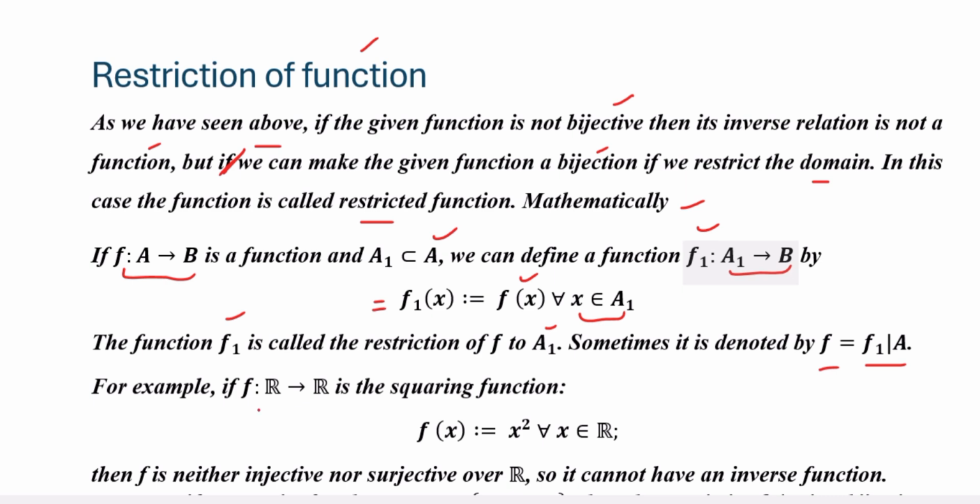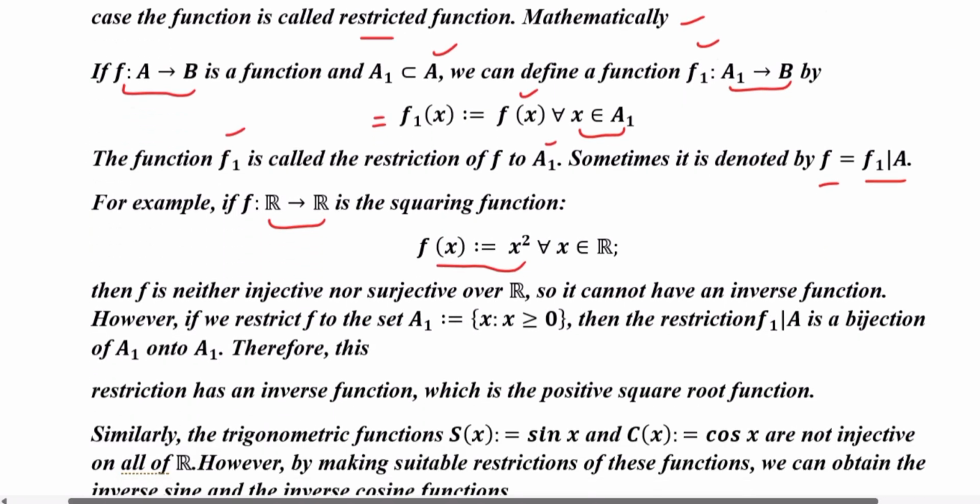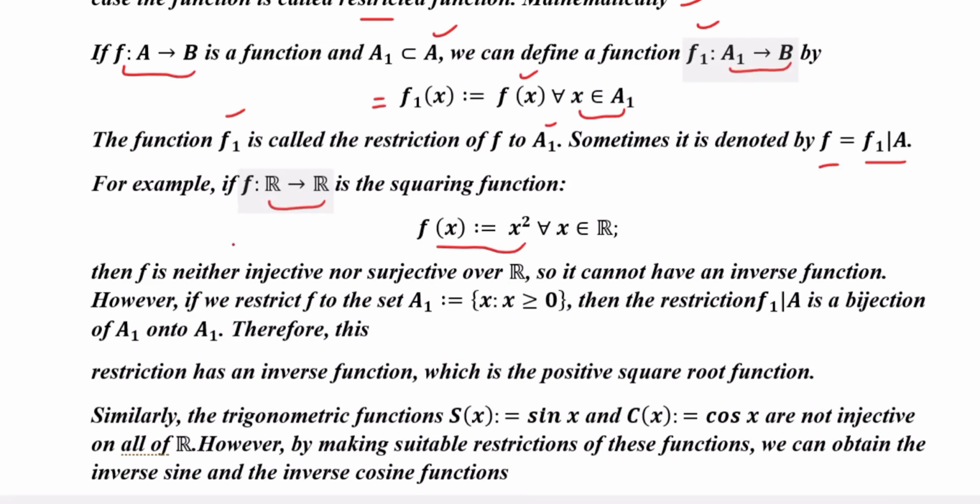For example, I discussed above the squaring function, that is the parabola f of x is equal to x square. If f is a function from R to R, this is the squaring function that I discussed above. This function f is neither injective nor surjective over R. You can verify it from the graph. You can verify also by mathematical criteria. This function is not an injective function.